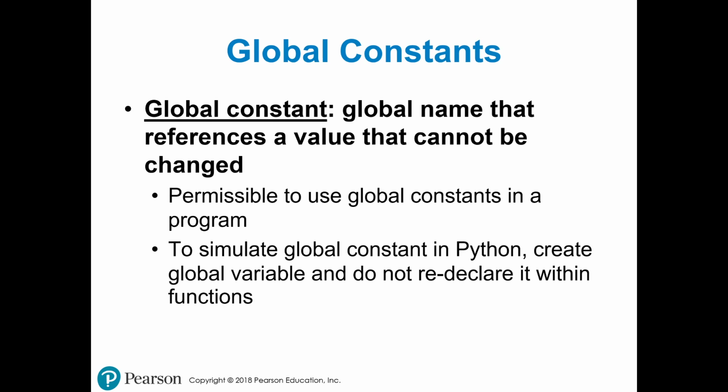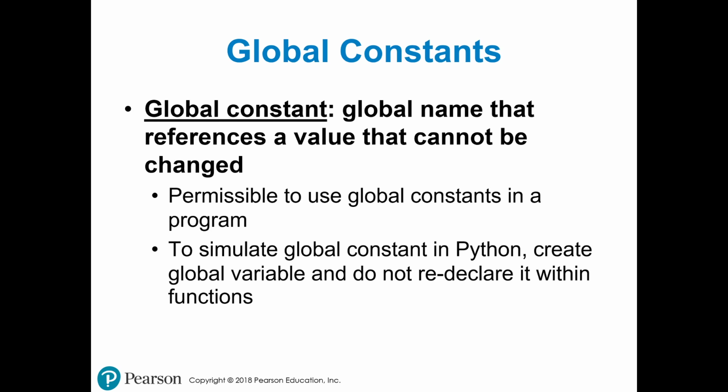So you declare a variable called pi. You say this is a global constant. You do not ever use the syntax global pi in any of your functions, because if you do that, you can modify it, and you should never be modifying the value of a global constant.